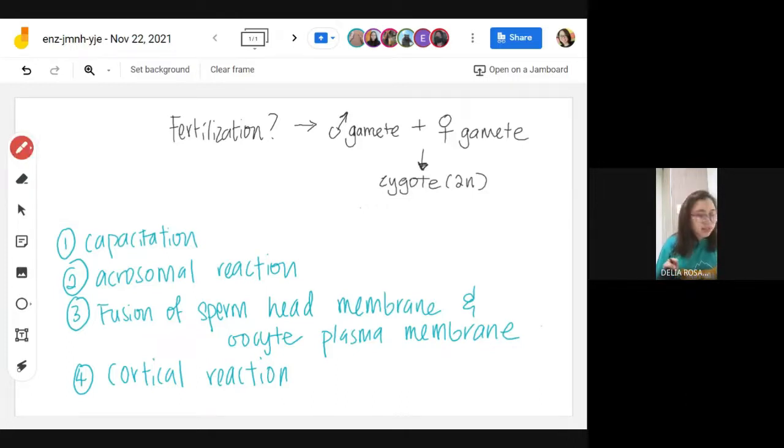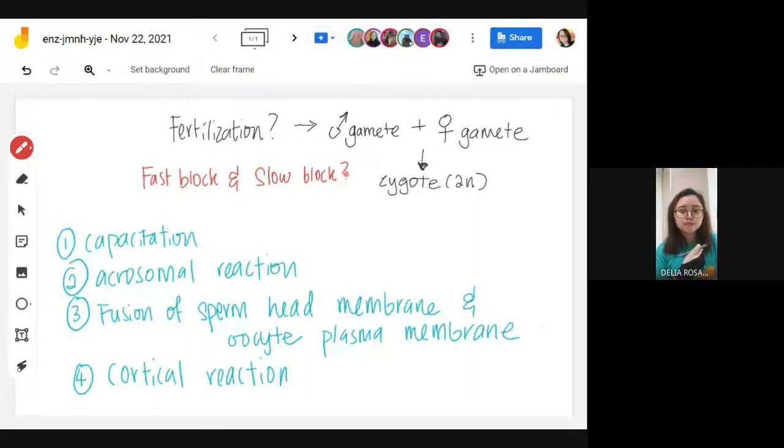My question is this. What is fast block and slow block? Tidak payah ayat yang cantik sangat, but just explain to me what you know about fast block and slow block.